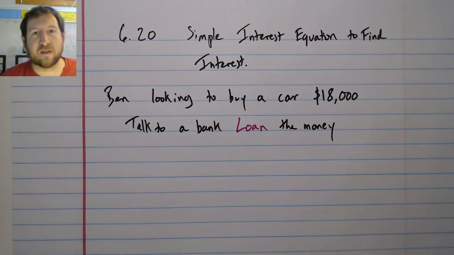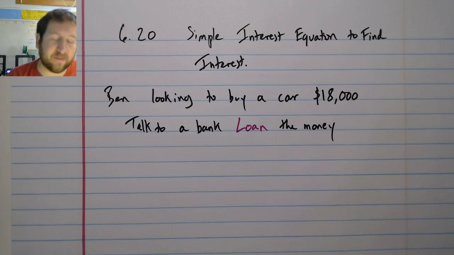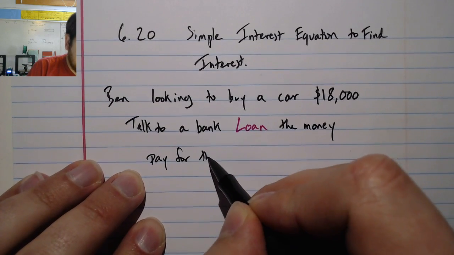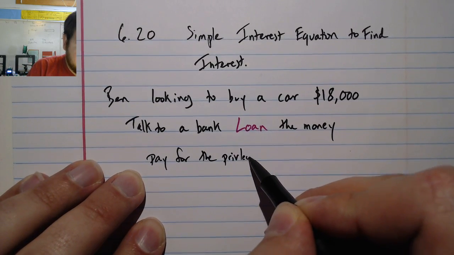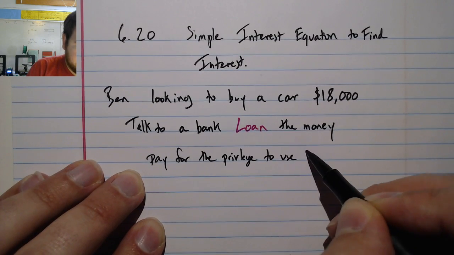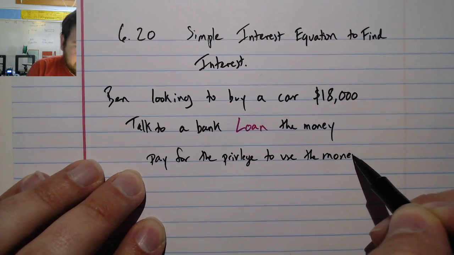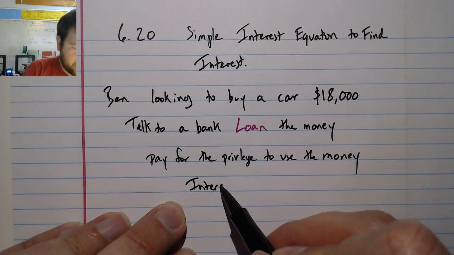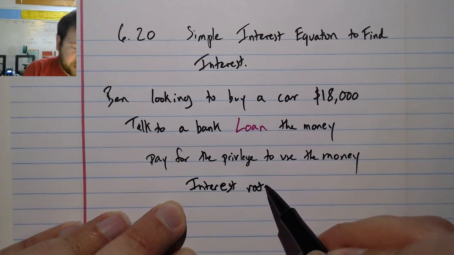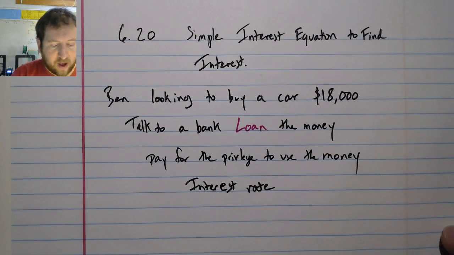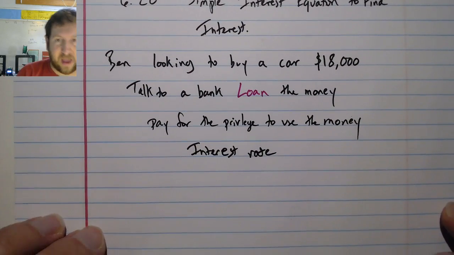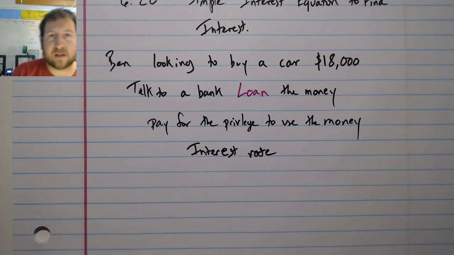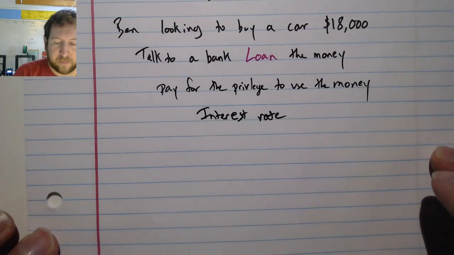Now, this money, though, isn't free. We have to pay for the privilege to use this money. And this typically comes in the form of an interest rate. If you've ever seen a car commercial or a bank commercial, you have seen them talk about this interest rate. And the key here is what's going on in this section. Okay, so let's talk a little bit about some of these terms before we continue on.